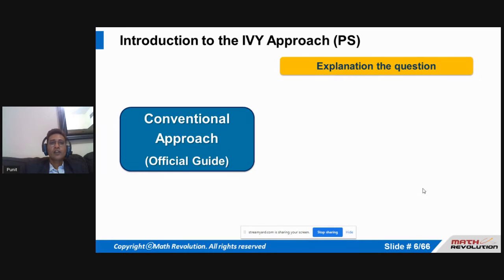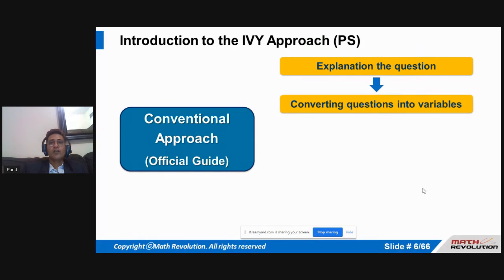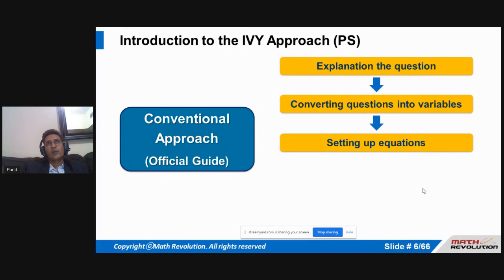When we talk about the conventional approach, how does it take a particular question to a solution? There would be a question, then you need to convert that question into variables. After converting the question into variables, you will set up the equations. So you have a question, you comprehend it, and then assign a variable to it. After assigning the variable, you set up equations, after which you start doing your calculations.